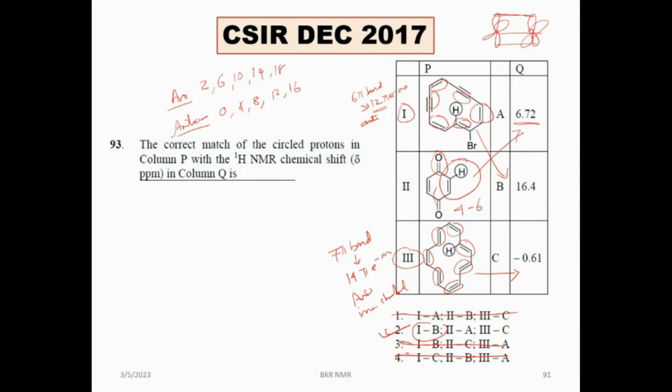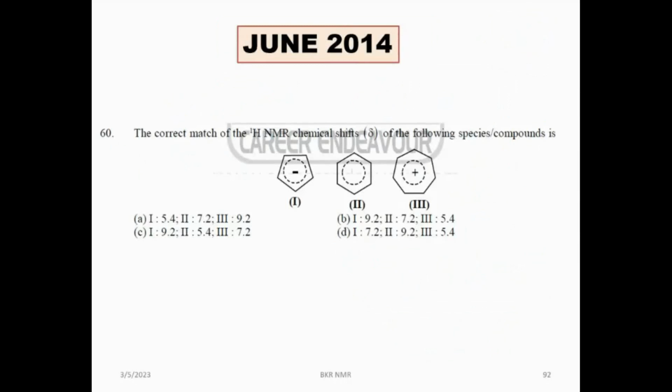So anti-aromatic, so I can rule out 1 and 4. Then aromatic. So that is the way you approach. Okay. Now tell me this. Very simple problem.